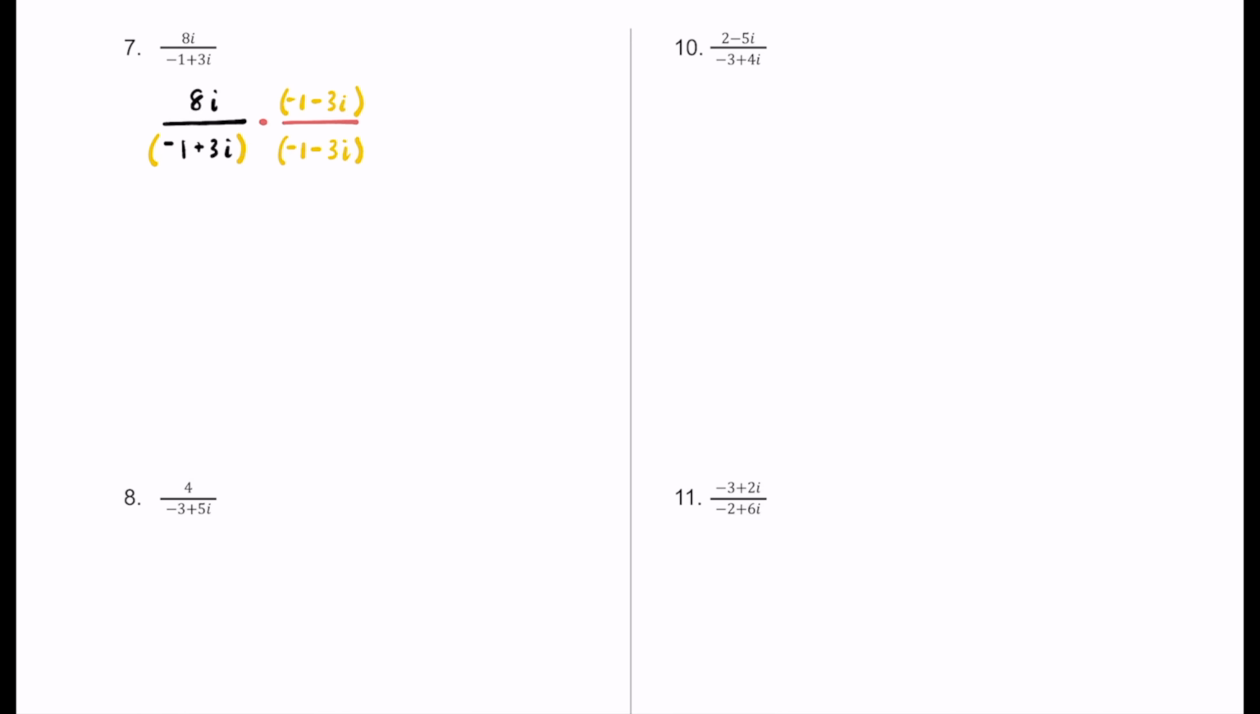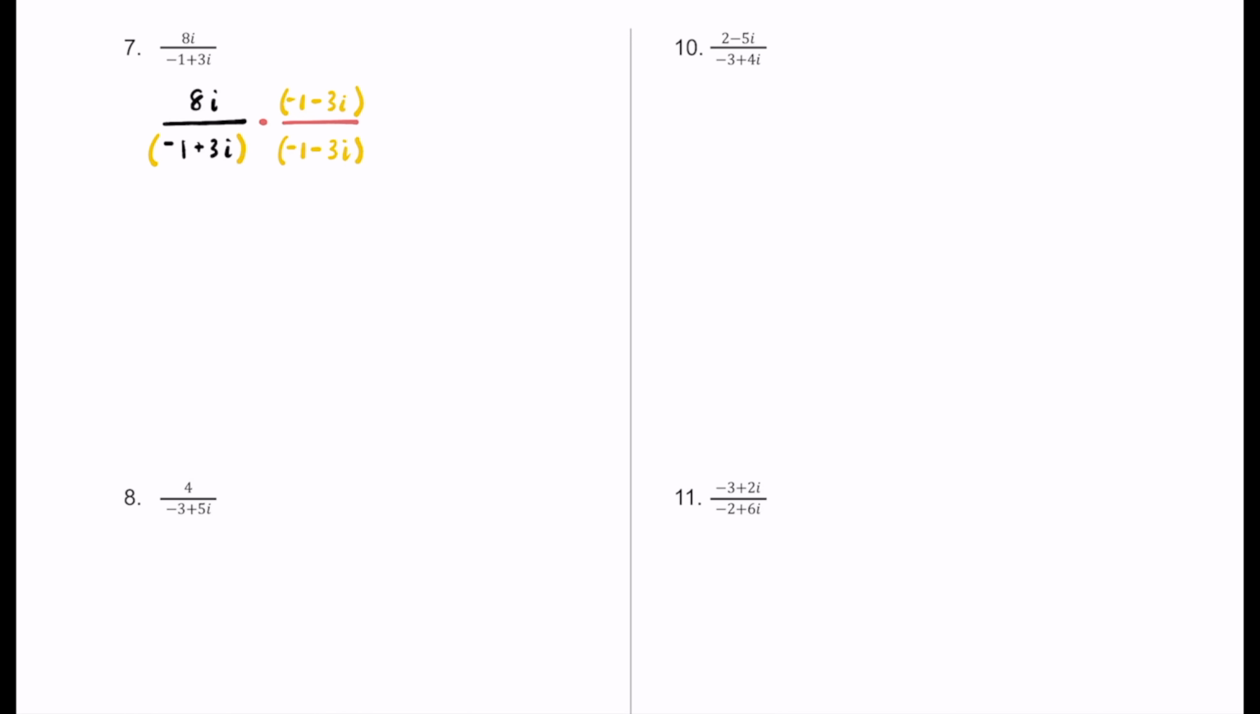All right, so to be very, very clear what's going on here, we have the negative 1 and negative 1 match, okay? And then we have the 3i and the 3i that match. The only difference here is that we have a plus sign over here, and then we have a minus sign over here. So this is basically using our difference of squares pattern to help us out.